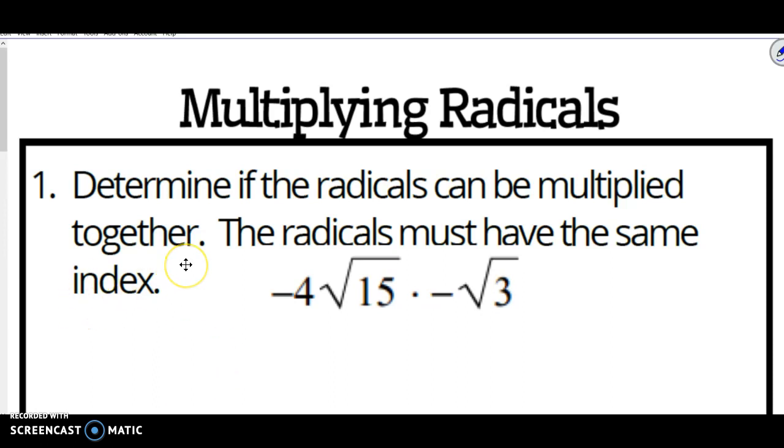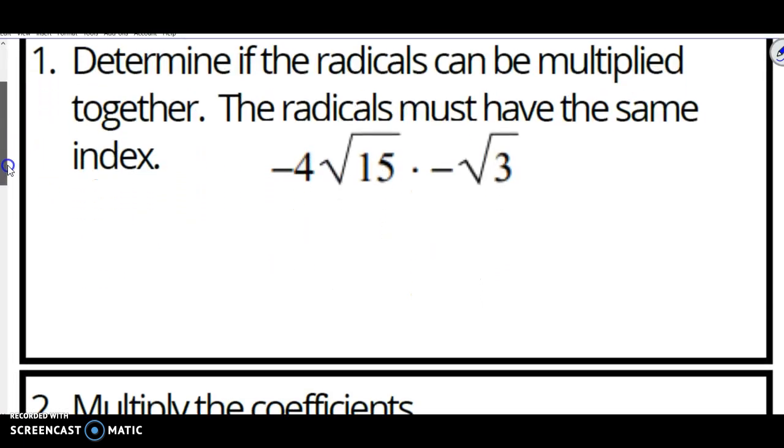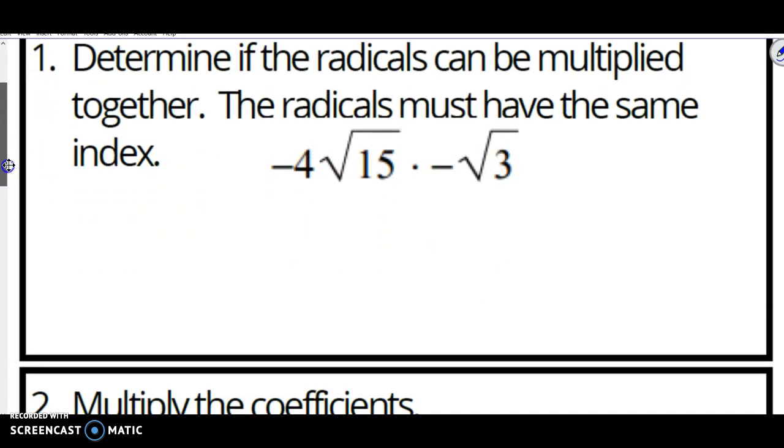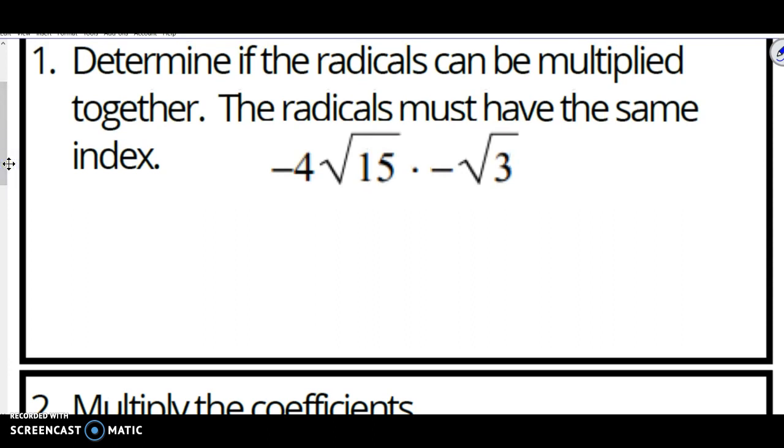So determine if the radicals can be multiplied together. In order to multiply radicals, they have to have the same index. In this case, this is square root of 15, and this is square root of 3. Since they're both square roots, then yes, we can multiply them. And the great thing about multiplying radicals is that you multiply the outside stuff together, and then you multiply the inside stuff together, simplify if you can, and so on.